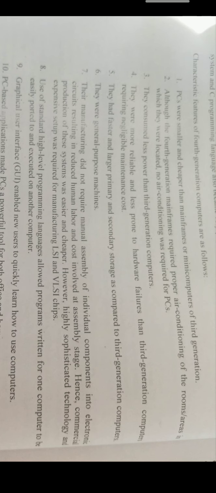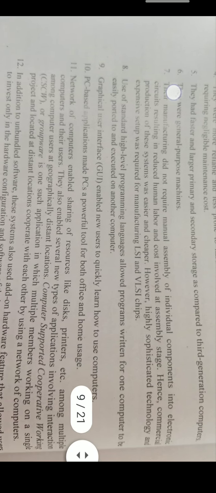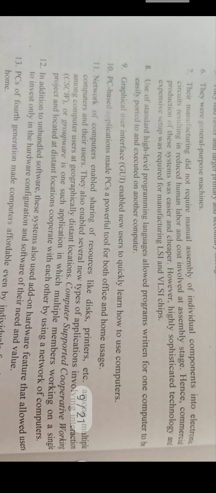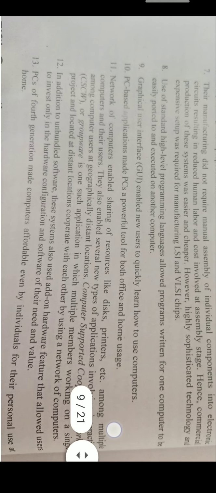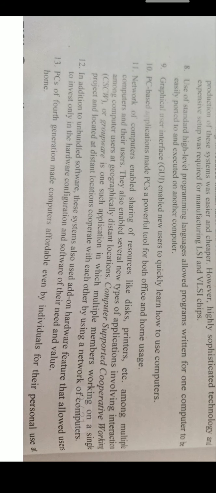Graphical user interface, GUI, enables new users to quickly learn how to use a computer. PC based applications made PC a powerful tool for office and home use. Networks of computers enable sharing of resources like disk and printer among multiple computers and their users.